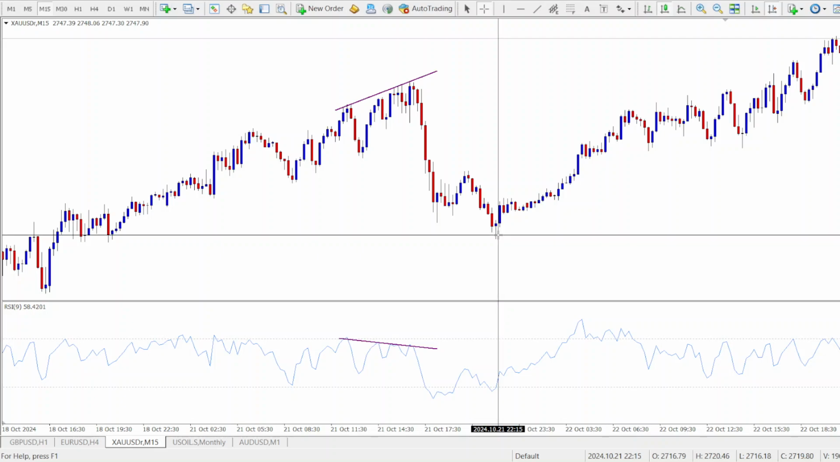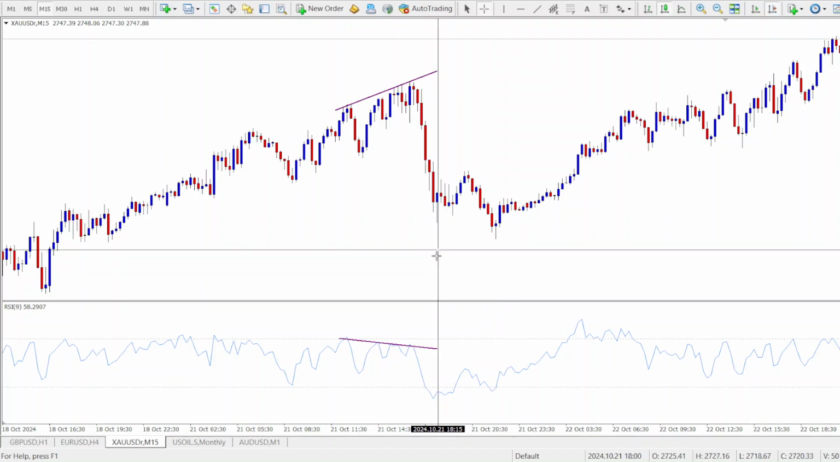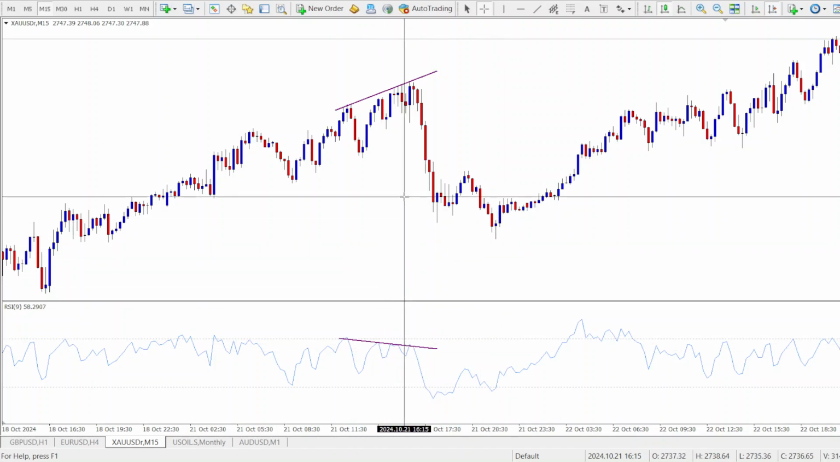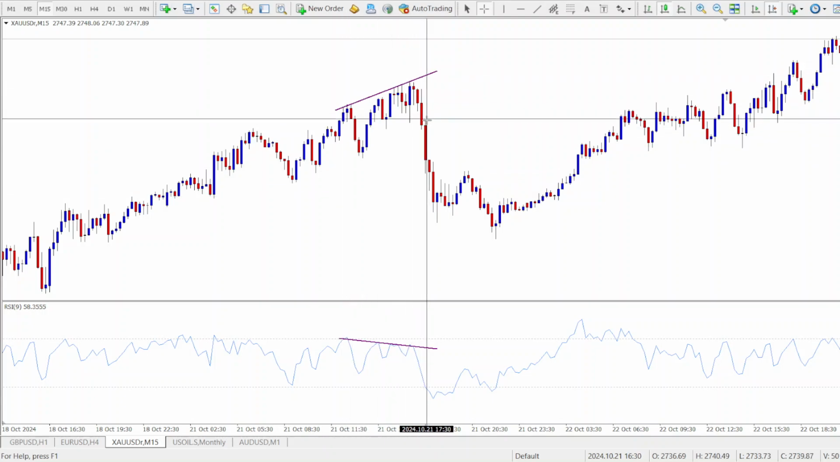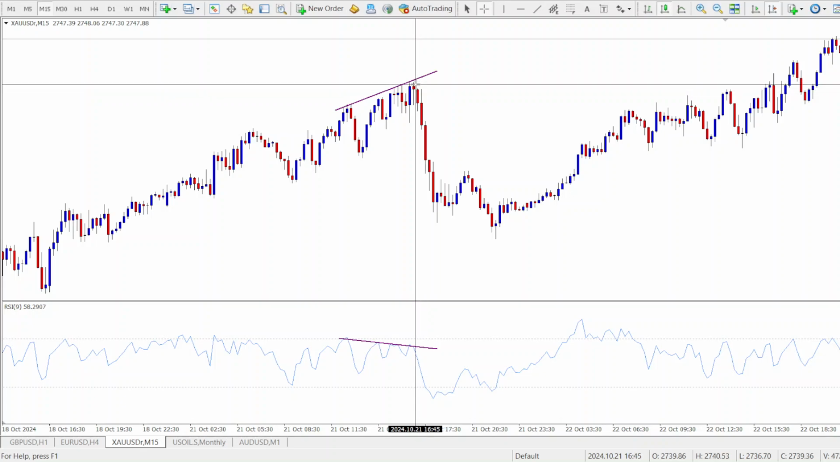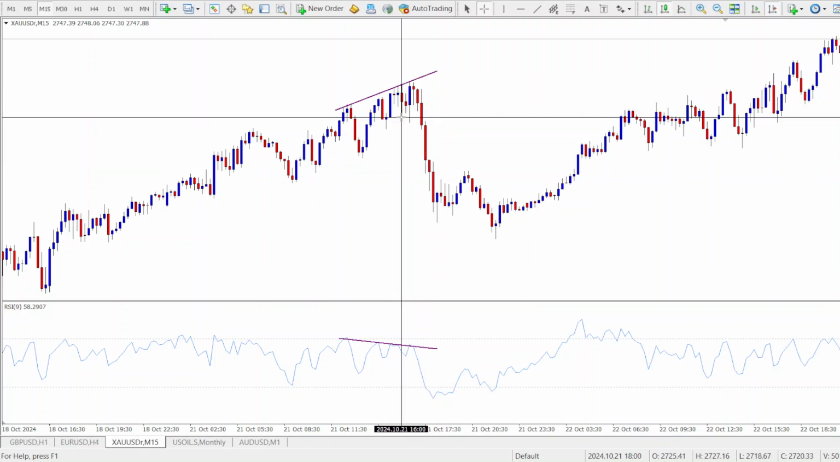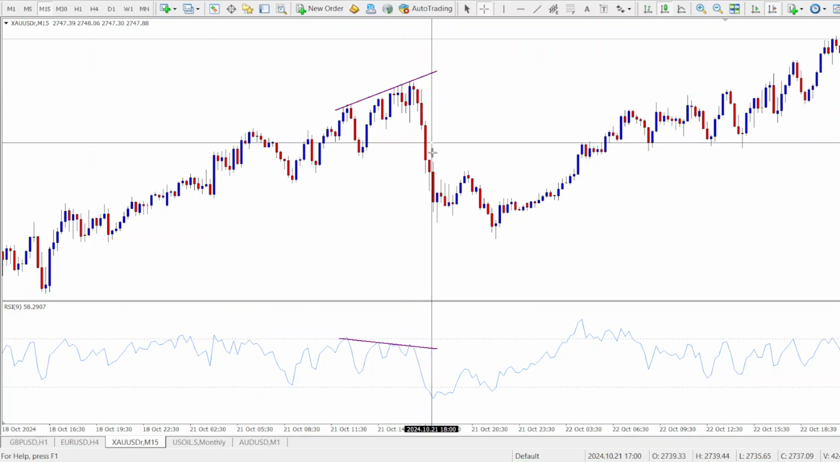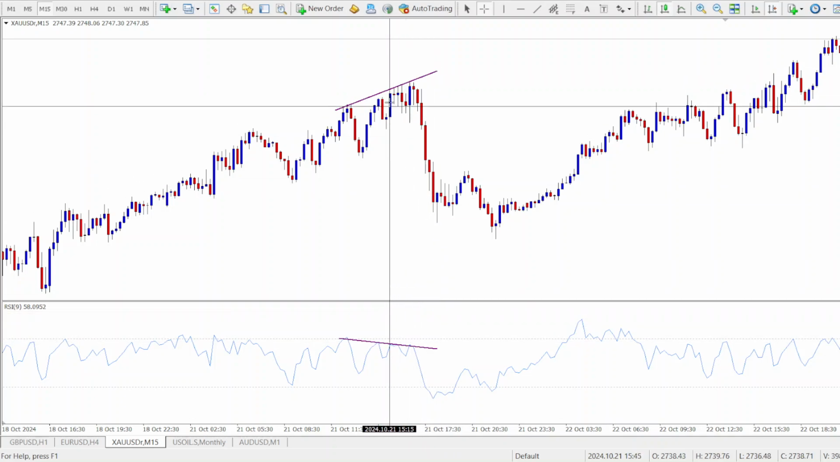So divergence is one of the ways that traders use the RSI. When you notice the RSI forming lower highs while price is forming higher highs, it can show a weakened bullish momentum and a possible bearish reversal. So you might want to exit your buy trade if you find such on your chart.